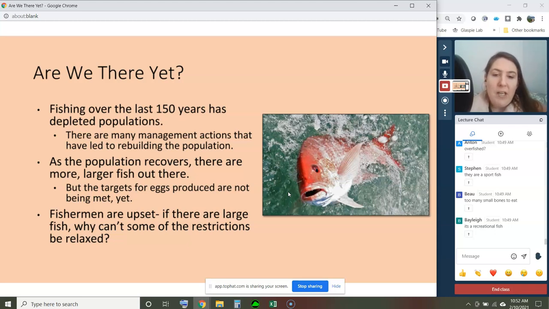But unfortunately, to date, the targets for eggs produced are not being met quite yet. It's coming, but those larger fish are not quite producing enough young for us to say the population has rebounded and to release some of those restrictions. And so that's led fishermen to be quite upset, as is understandable. If there are large fish out there, why can't some of these restrictions be relaxed?